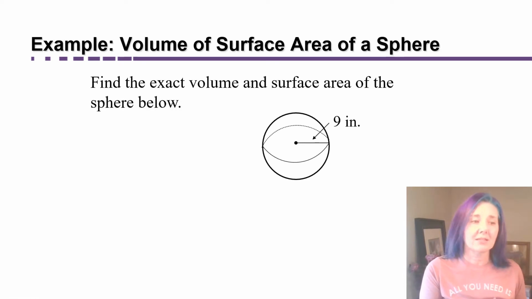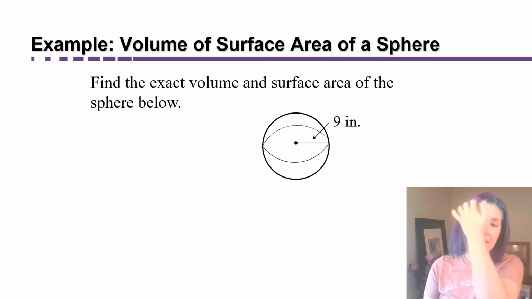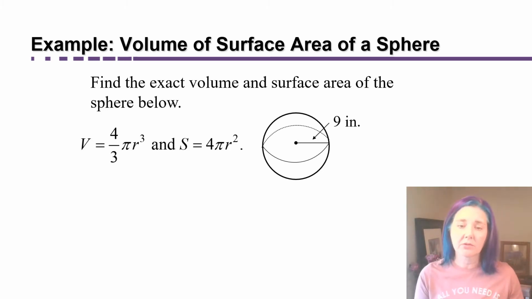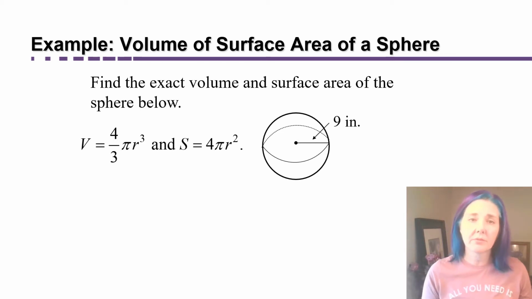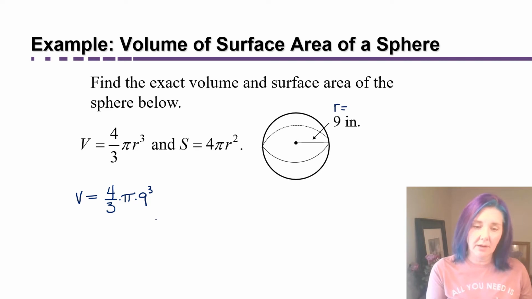We're going to find the exact volume and surface area of the sphere below. The first thing we want to do is copy down the formulas we're going to use. The volume is 4/3 pi r cubed, the surface area is 4 pi r squared, and then we're just going to plug in and do a little simplifying. The radius in this case is 9 inches. So to find the volume, I'm going to have 4/3 times pi times the radius 9 to the third power.